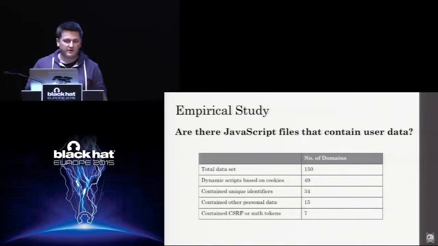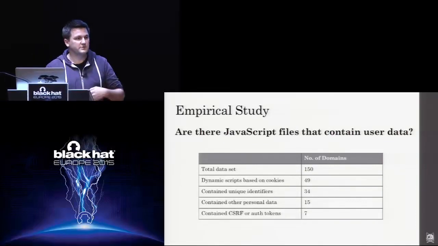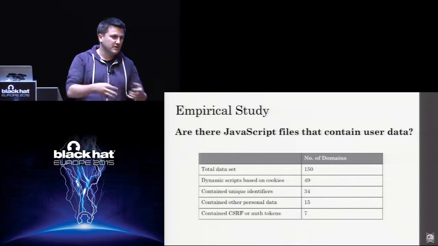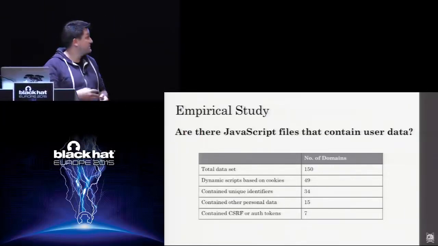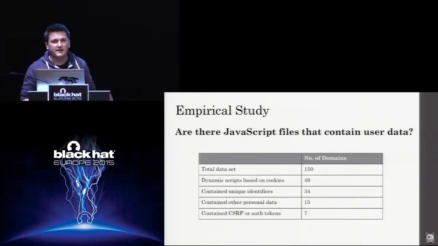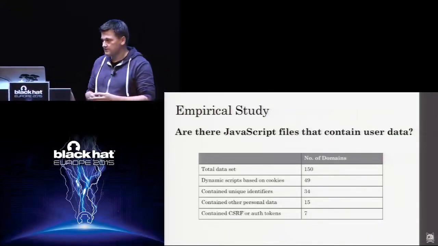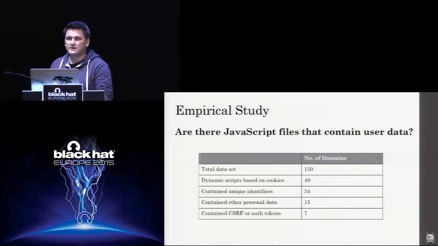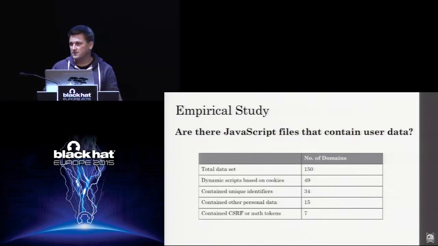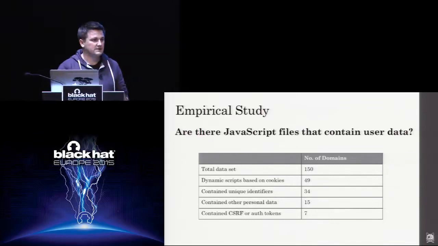We then found that 15 of these pages had scripts that contained other personal information, like your street address, maybe your shopping cart entry, your emails, or your banking information. And we even found 7 pages that had CSRF tokens or authentication tokens in scripts. And so it seems that there are a lot of JavaScripts that are dynamically generated, and JavaScript files contain very sensitive data.